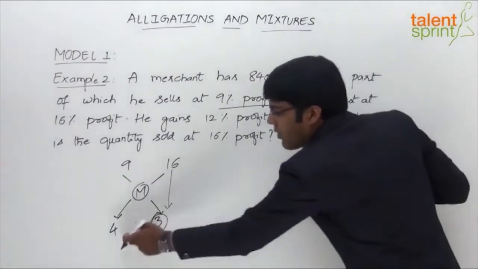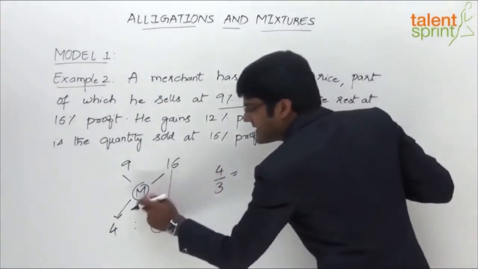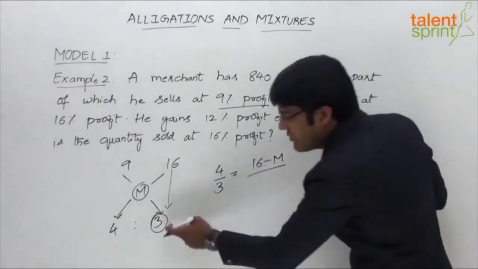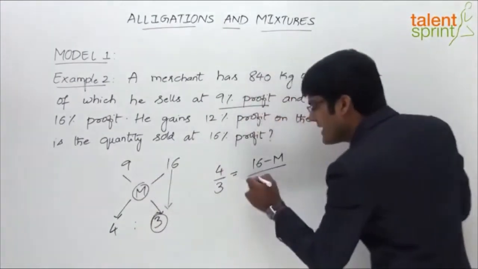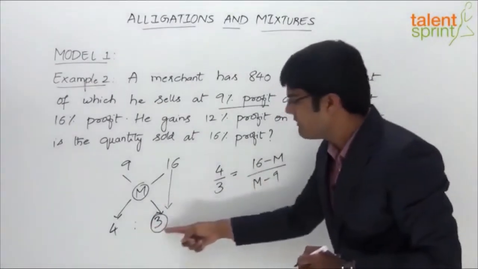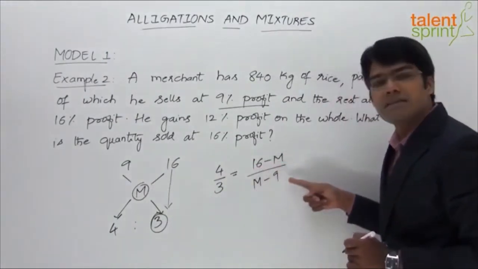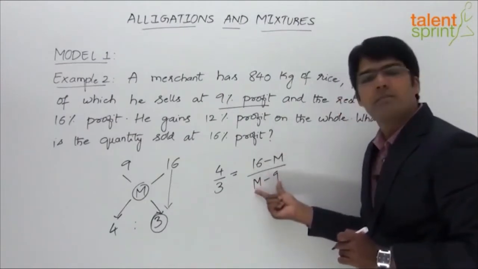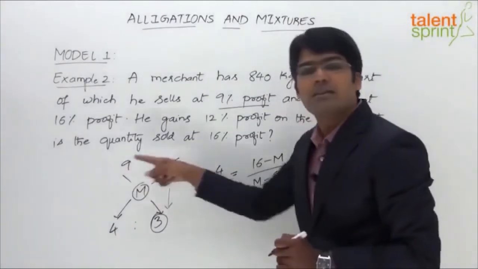Now we know that 4:3, 4 by 3 is equal to, now how do we obtain 4? 16 difference M, 16 minus M, because M is lesser than 16. And how do we get this 3 here? The difference of 9 and M. But here M will be more than 9, so it can be taken as M minus 9, right? 4 by 3, the ratio here will be equal to 16 difference M by 9 difference M. But we take this as 16 minus M because we know M is less than 16, and the denominator will be taken as M minus 9 because M will be more than 9, as M always falls between the two given values.